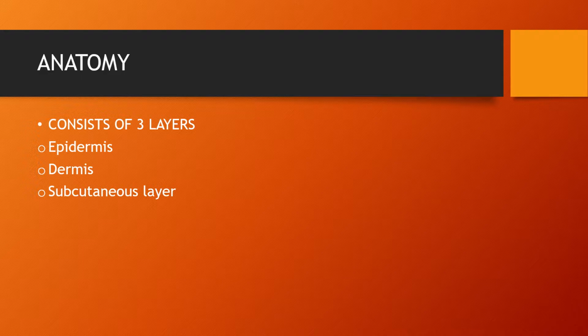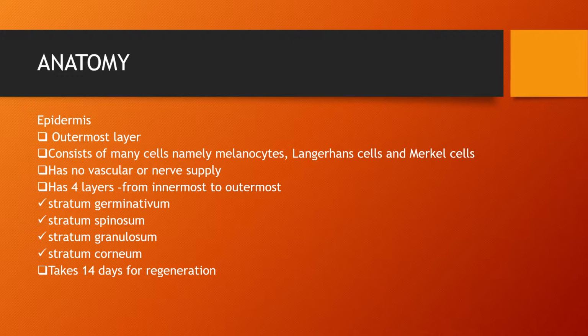So going back to the anatomy, I think most of you remember that the skin consists of three main layers: the epidermis, dermis, and subcutaneous. The epidermis is the outermost layer, and it has about 4 layers from the innermost to the outermost. Some will even say 5 layers.